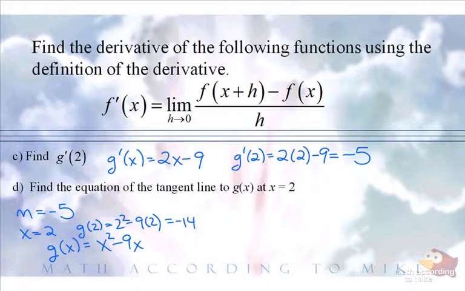So one more time, we have to have a point and a slope. The point comes from the original function. What's our point for our example? 2, -14. And our slope was -5.